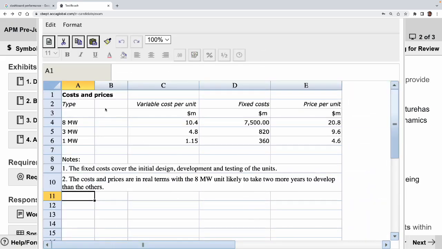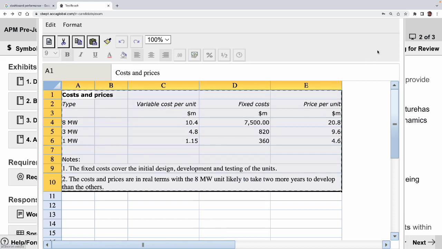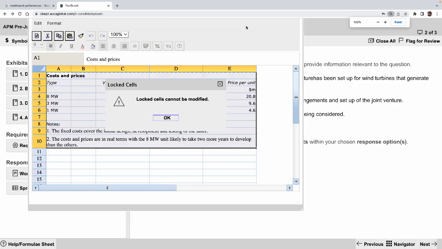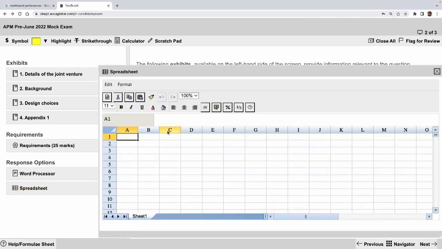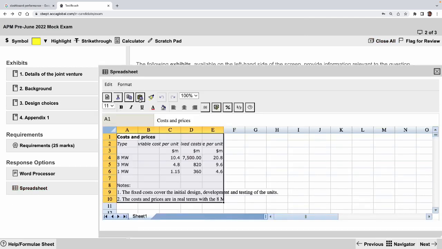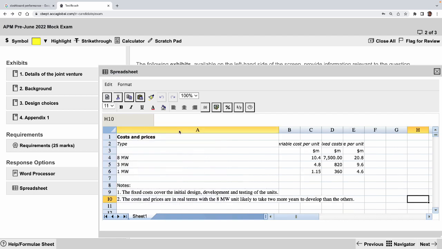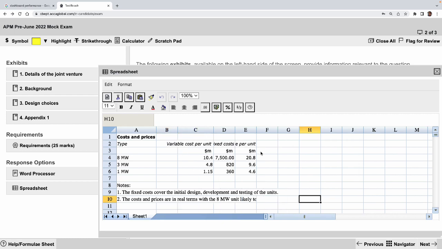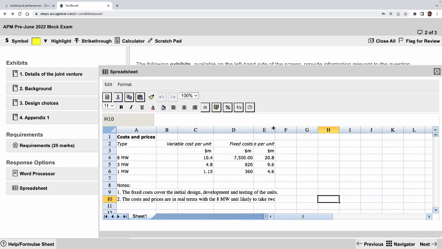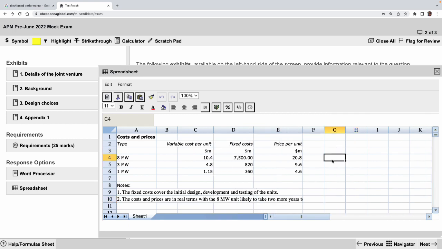Right, you're given numbers here. Can you see these numbers? Variable cost, fixed cost, price. So I just take this information, copy, and dump it into, guess where? Spreadsheet. Paste. Oh no, paste. Okay, that worked. So you've got variable cost, fixed cost, and also price per unit. Are you okay?